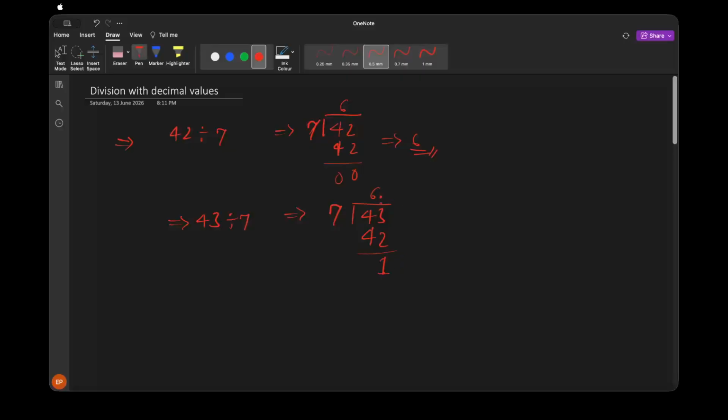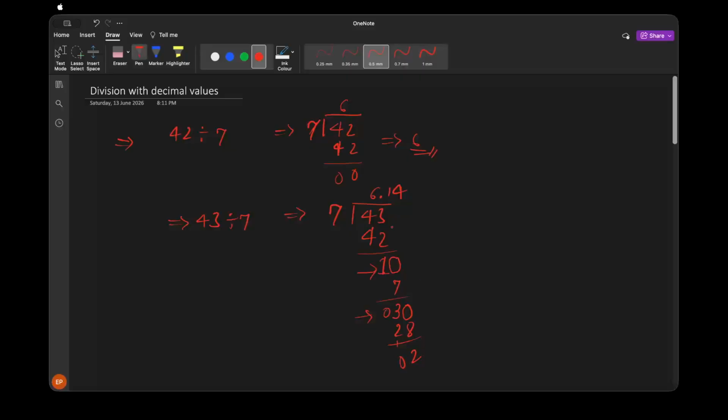If I put a decimal, in every step I can take a single 0. Like now I am taking a single 0. It becomes 10. So 7 how many times? 7 ones are 7. How much am I left with? 3. 10 minus 7 is 3. So I already kept a decimal point, right? So now I can easily take another 0. At each step you can take 1 zero. Now it became 30. 7 fours are 28. 30 minus 28 is 2, I am left with 2.